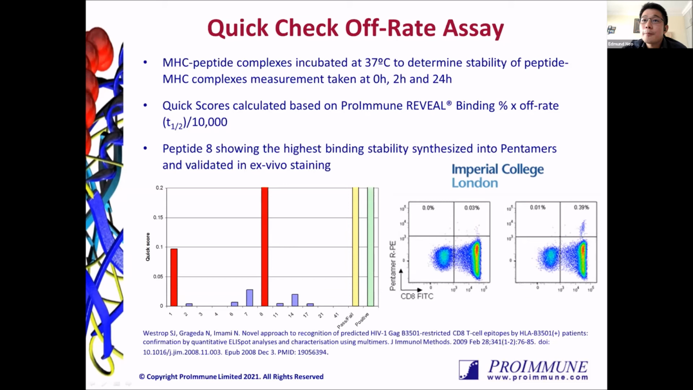A quick score is calculated by having the REVEAL binding score multiplied by the half-life over 10,000. As you can see in the chart below on the left, peptide 8 has shown the highest stability, thus they have decided to synthesize this into our Pro5 Pentamers and have validated this epitope in an ex vivo staining, as shown in the right plot. The one on the left plot is a negative control, and the right plot is using a positive donor to do an ex vivo staining to validate this epitope for HIV-1.